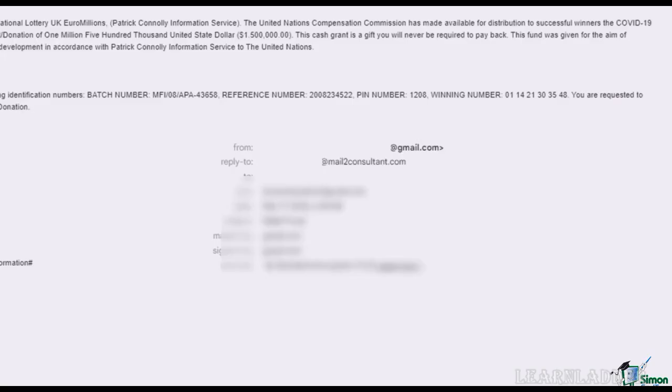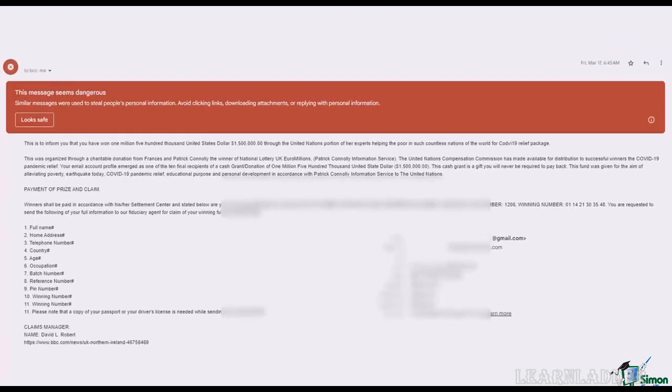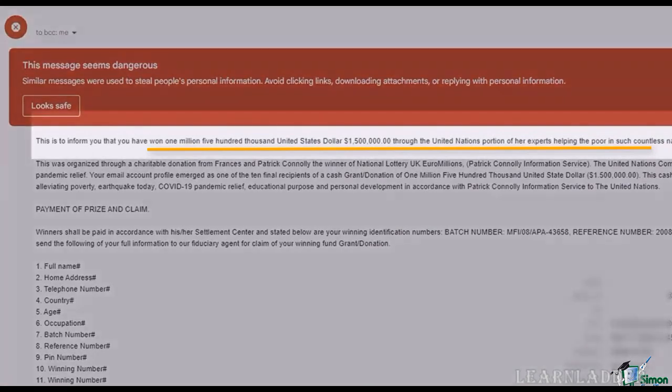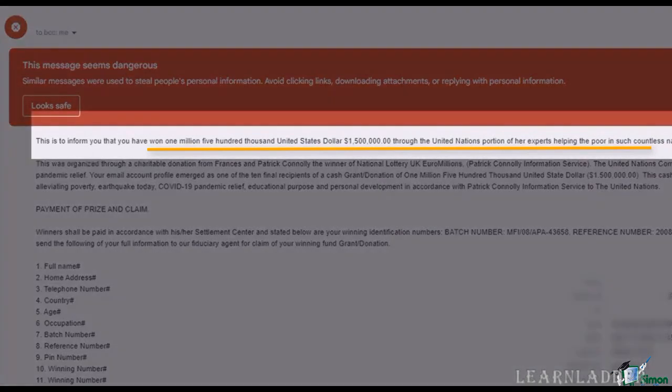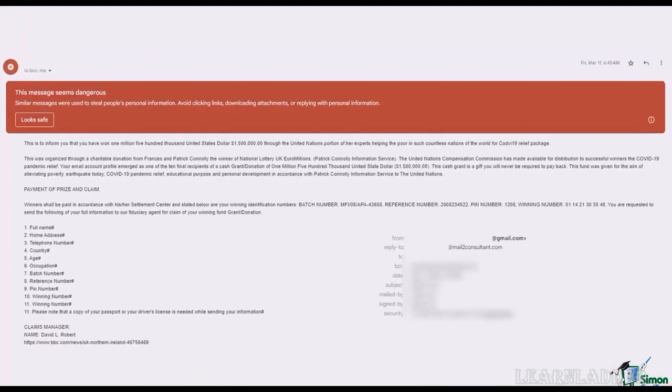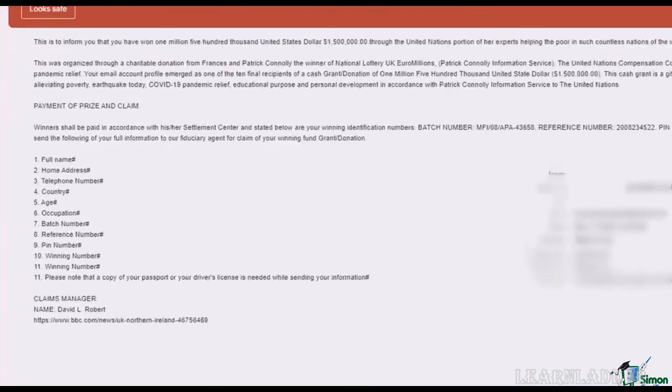In this case, I've hit the jackpot and won United States dollar 1,500,000, not dollars, through the United Nations portion of her Experts Helping the Poor in Such Countless Nations of the World for COVID-19, which is misspelt, relief package. Obviously, this email again has a variety of spelling errors. The fact that it's a mass mailer for what's seemingly a personal message may seem suspicious.